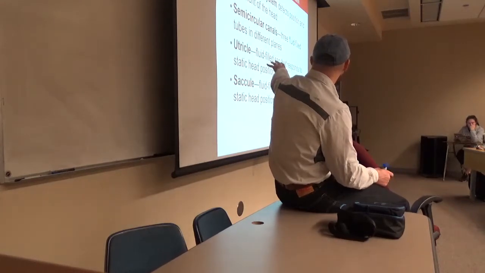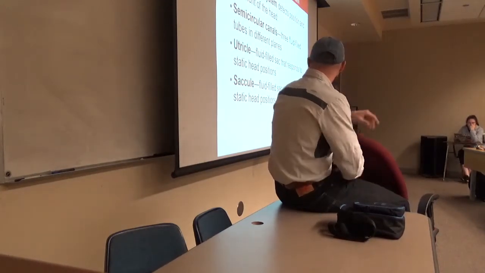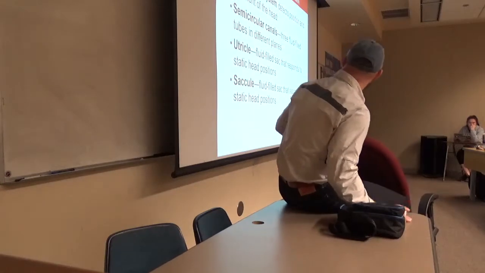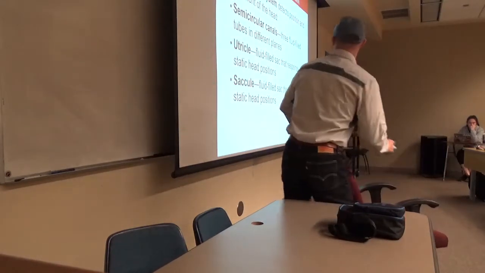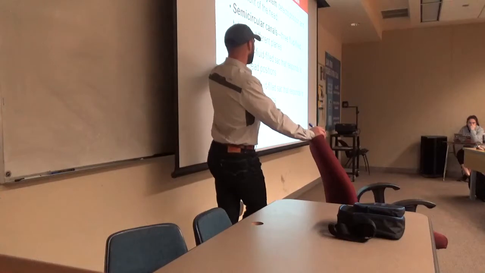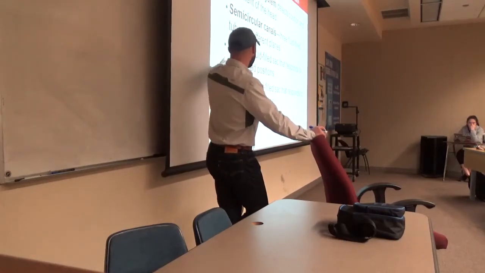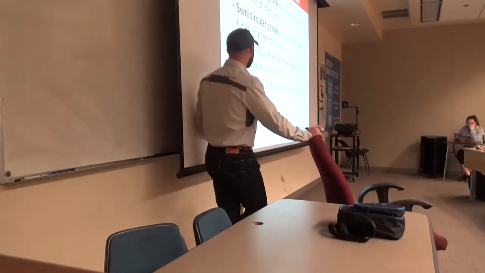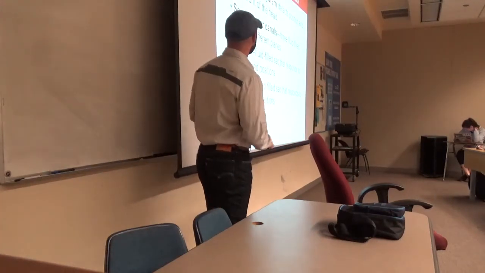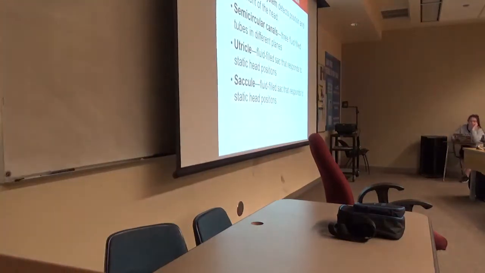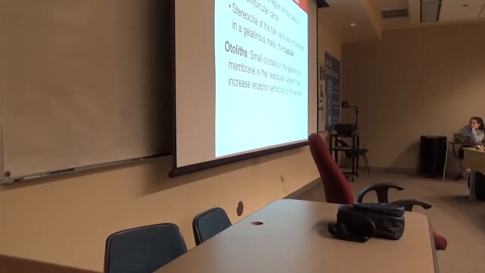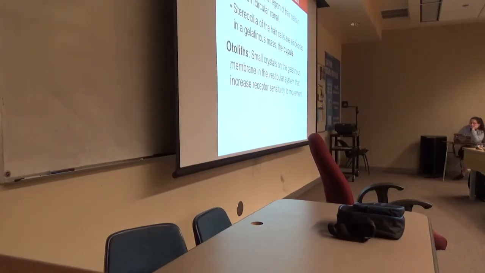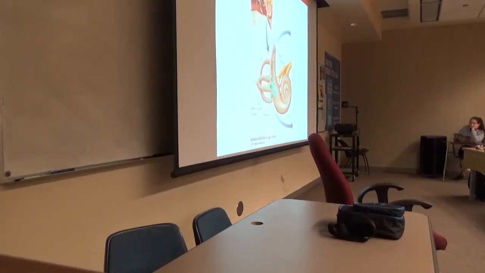So you got the utricle and the saccule. The utricle is going to basically have fluid, and it's going to respond to these static head positions. And the saccule is too. We'll take a look at that too. Okay? So they're going to be different head positions that they're going to respond to. Now let's dial into this a little bit more in depth, and let's look at this thing called an ampulla. Okay? So the utricle and the saccule, let's come back over here.